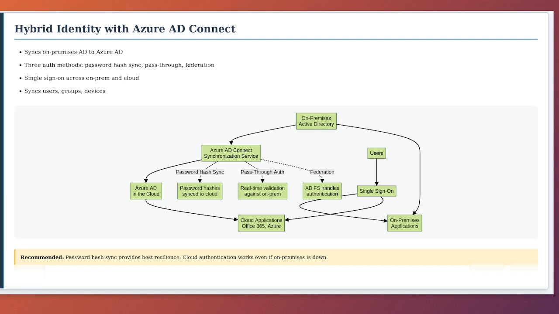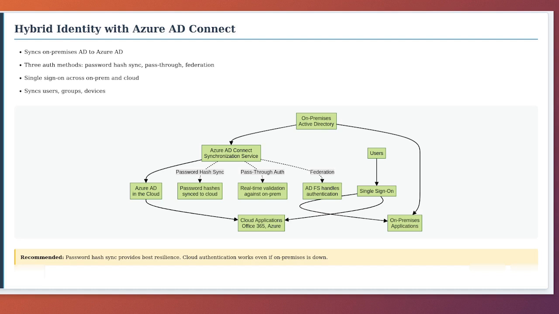Pass-through authentication validates credentials against on-premises Active Directory in real time. When a user signs into a cloud service, Azure AD sends the password validation request through an agent running on-premises. The agent validates the credentials against on-premises AD and returns the result to Azure AD. This ensures passwords never leave your on-premises environment, but requires on-premises infrastructure to be available for cloud sign-ins.